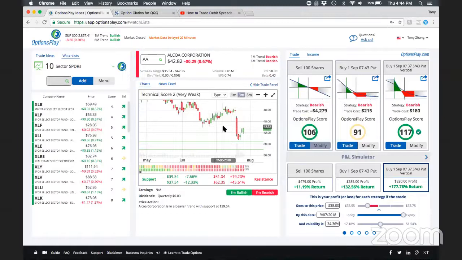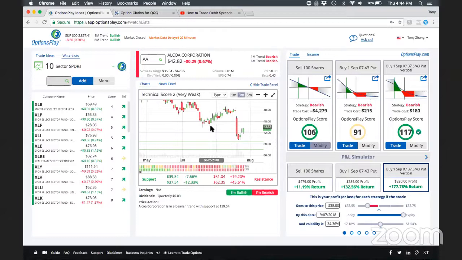This is not by any means a solicitation or recommendation to trade these strategies. I'm using these for illustrative purposes because I see certain things happening in these stocks that are the things I would be looking for if I was a debit spread trader. So Alcoa, first of all, is a weak stock, technical score of 2, telling me this is an underperforming stock. One month and 6 month trends are bearish. This is a materials stock, which is one of the weakest sectors right now. So everything lines up on the bearish side for Alcoa.